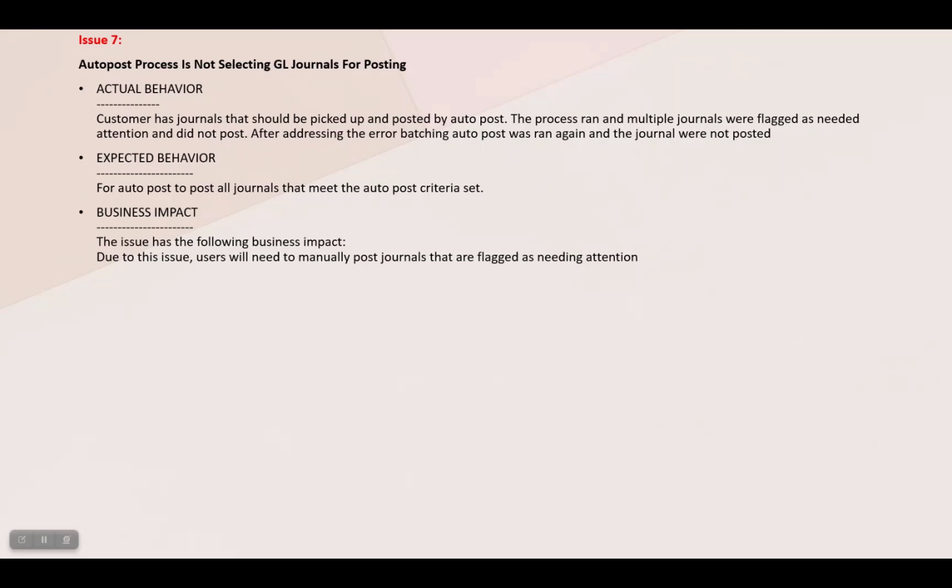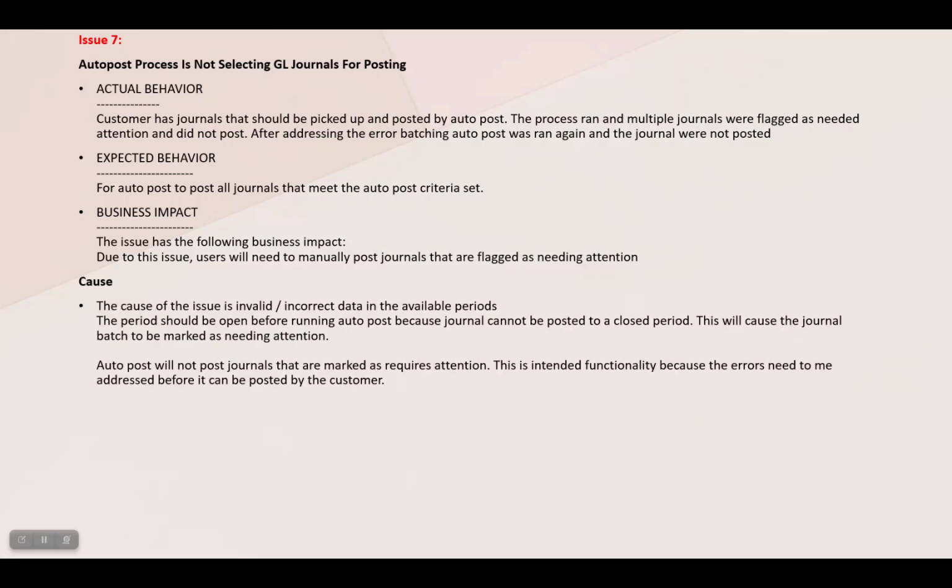Business impact: due to these issues, users will need to manually post journals that are flagged as needing attention. The cause is either invalid or incorrect data in the available periods. The period should be open before running auto post, because journals cannot be posted to a closed period. This will cause the journal batch to be marked as needing attention. Auto post will not post journals marked as requires attention. This is intended functionality because the errors need to be addressed before it can be posted by the customer.